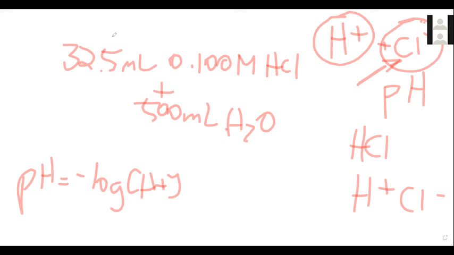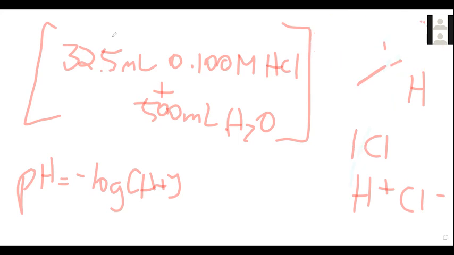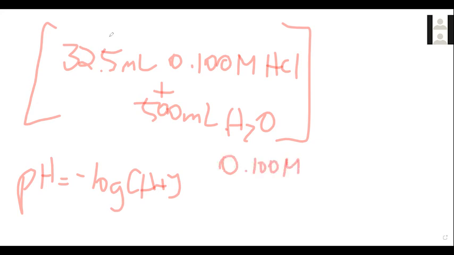So how am I going to figure out what the concentration of H plus is in this solution? Remember, I've got a strong acid and I'm diluting it into water. Because it dissociates completely, it would equal the molarity of the HCl. So it's 0.1, right? So my concentration is 1? No, 0.1. That's right. So my concentration is 0.100 molar H plus.